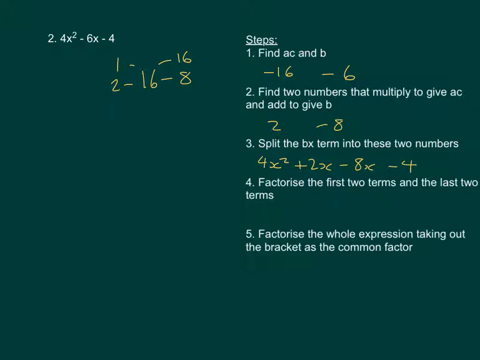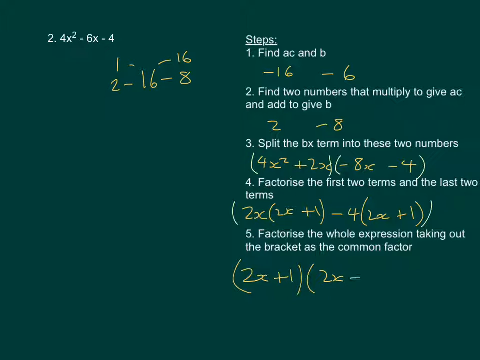And now we're going to factorise the first two terms and the second two terms. Factorising the first two terms, we can take out a 2x, and that's going to leave us with 2x plus 1. For the second pair, we want the brackets to be the same for it to work, so we need to take out a minus 4, and that will leave us with 2x plus 1. And now finally, factorising the whole expression, we can take out 2x plus 1 from both of them, and we'll be left with 2x minus 4 on the inside. And that's our final answer.